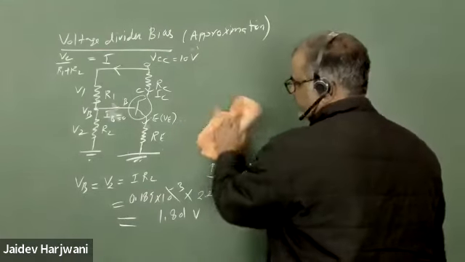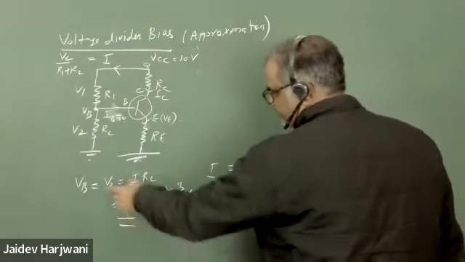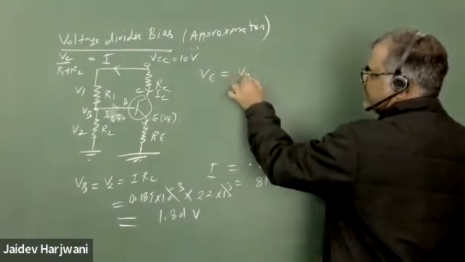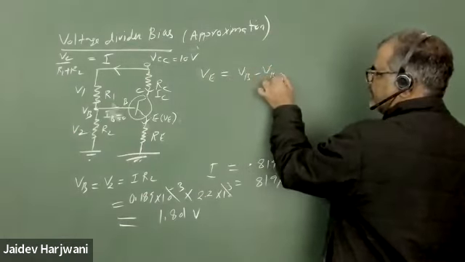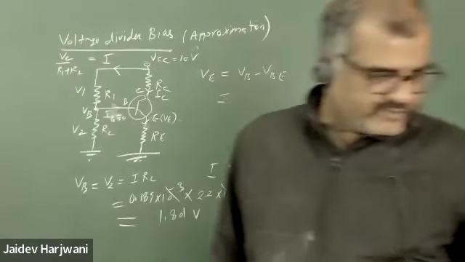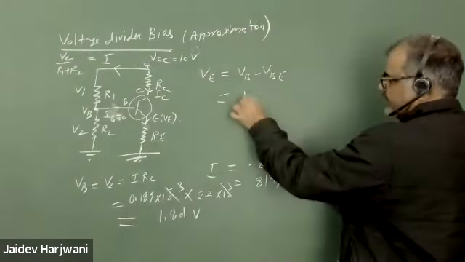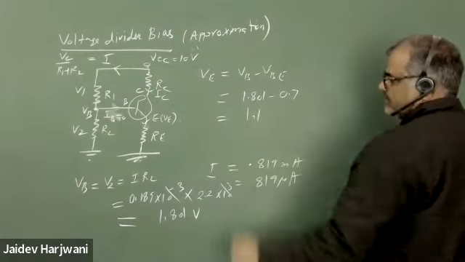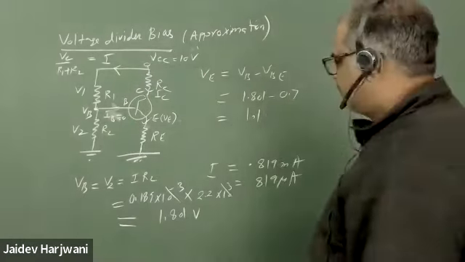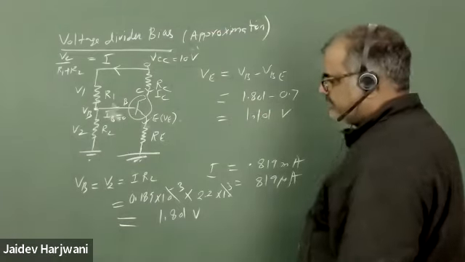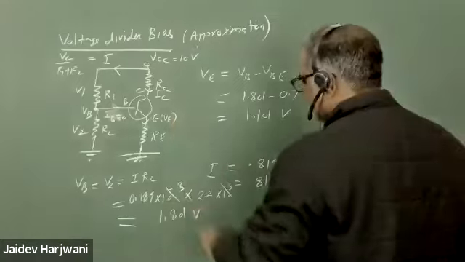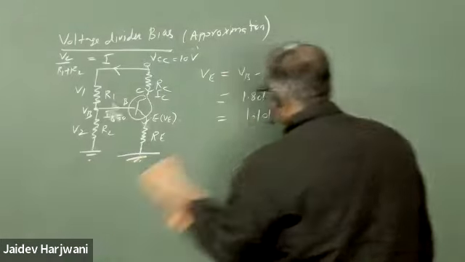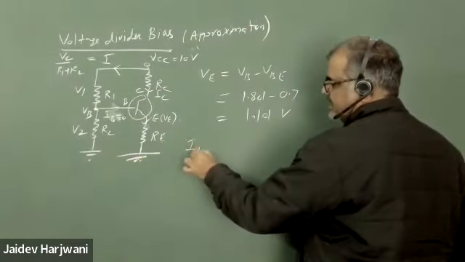Once you know VB, you can find VE. VE is nothing but your VB minus VBE. So take VBE equal to 0.7. So you have 1.801 minus 0.7. This will give you 1.101 volt. This is your VE value. Once you know this VE, you can easily find IE. You remember this I value.